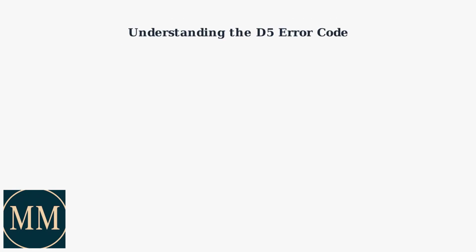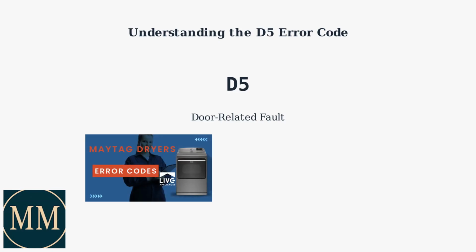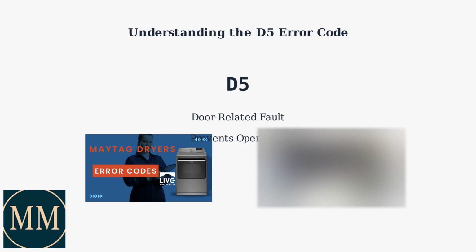The D5 error code on Maytag commercial dryers indicates a door-related fault. This code appears when the dryer's control board detects an issue with the door mechanism. Specifically, it means the control board isn't detecting that the door is properly closed. This prevents the dryer from starting or continuing a cycle. This is an important safety feature to prevent operation with an open door, avoiding potential hazards.